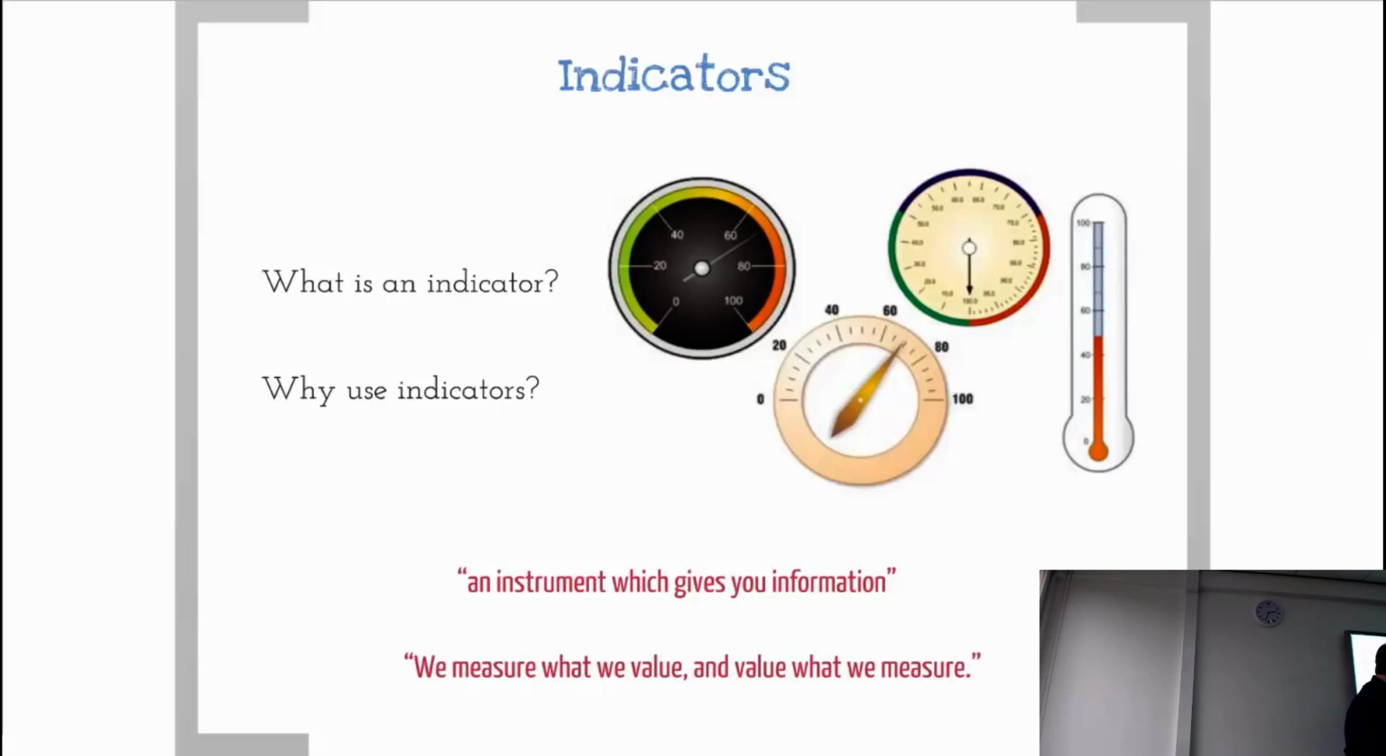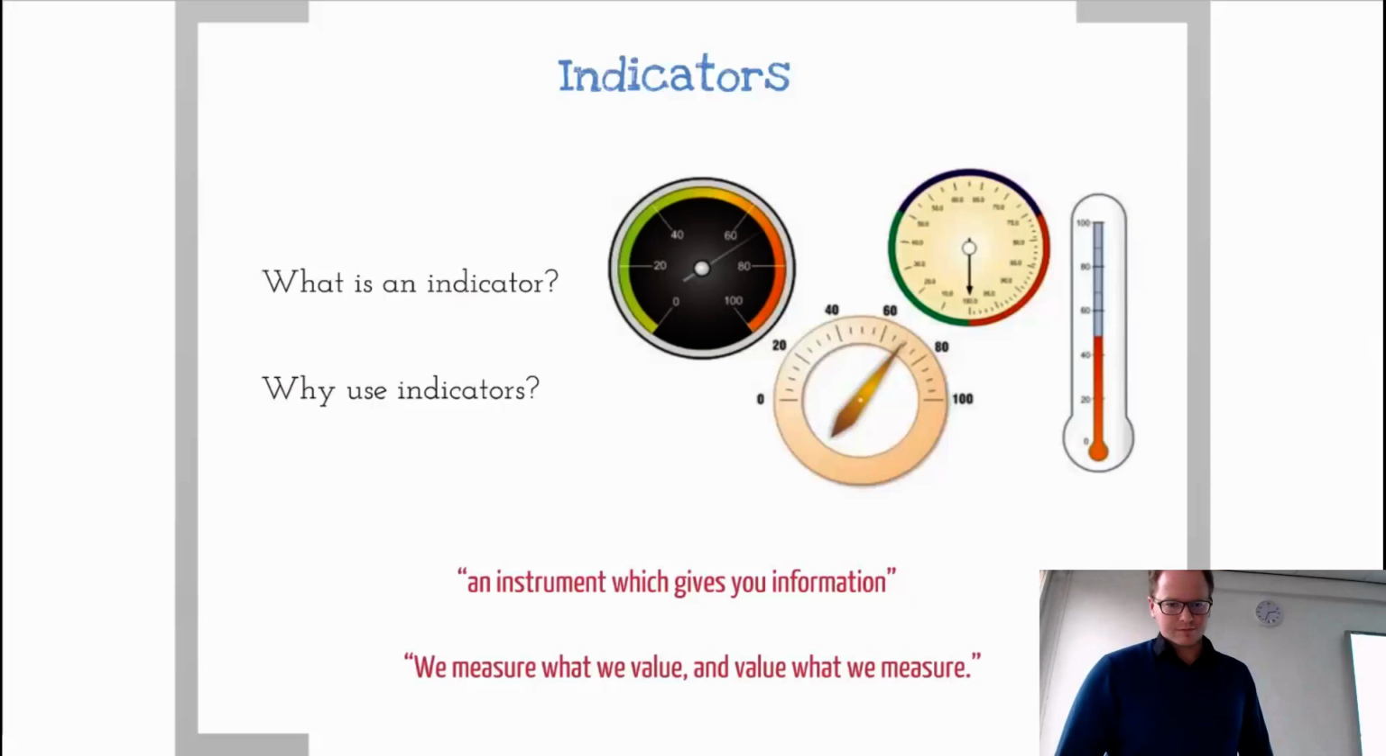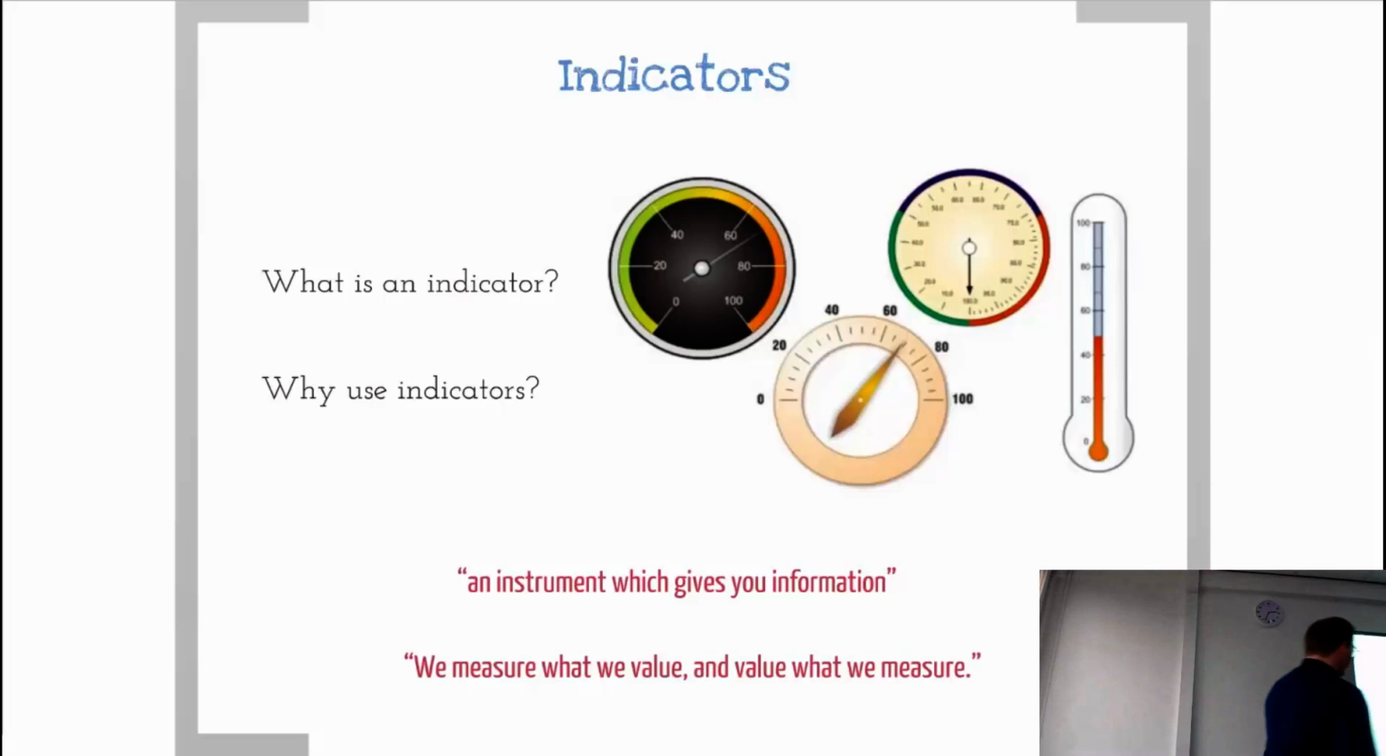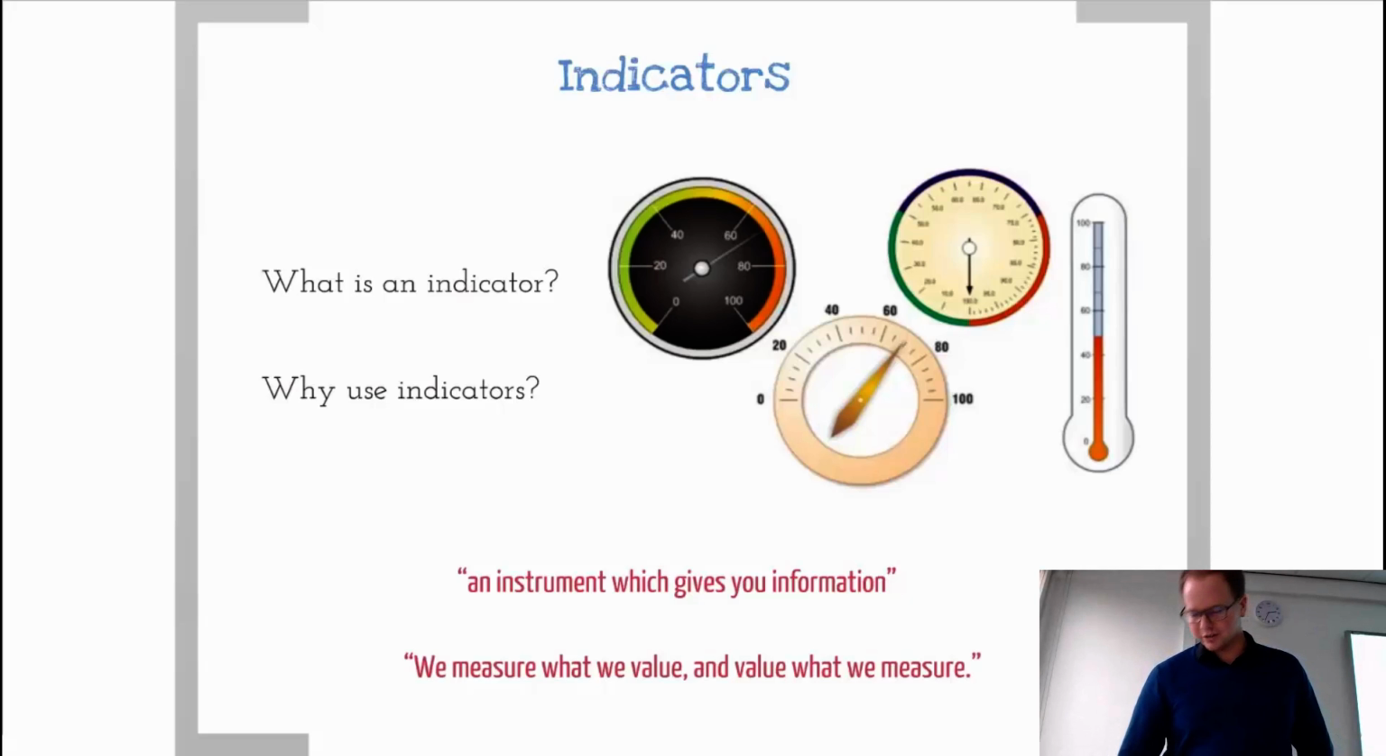So here I have a few other ones. It can be as simple as measuring temperature. Those are physical indicators. But in a nutshell, it's an instrument which gives you information, and we measure what value and value what we measure. But the point is basically it's in the criteria that you're defining as an indicator, what you get feedback on. Yeah.